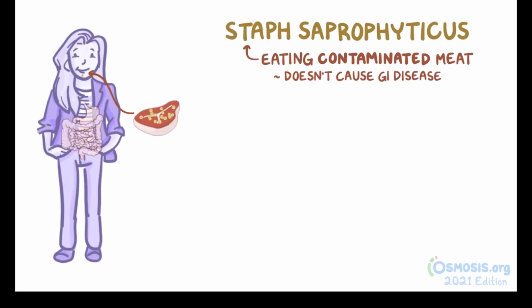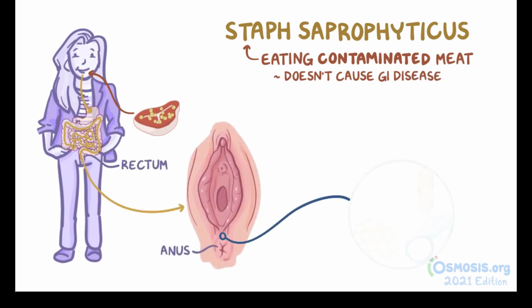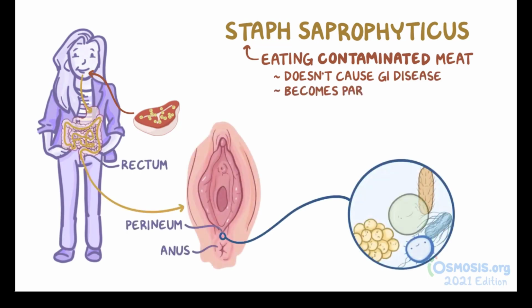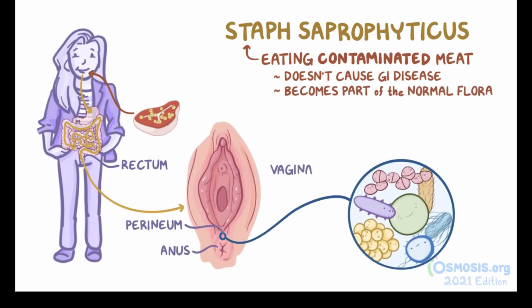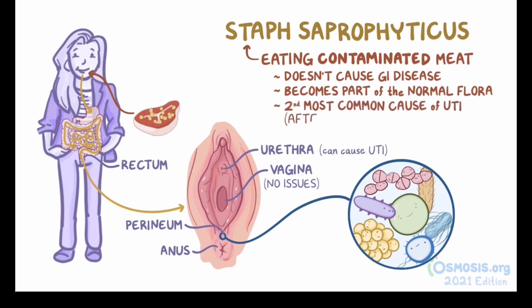Instead, from the gut, bacteria get into the rectum, anus, and eventually colonize the perineum, becoming part of the normal flora. From the perineum, it can colonize the vagina, where it doesn't cause any issues, or the urethra, where it can cause a urinary tract infection, or UTI. In fact, Staph saprophyticus is the second most common cause of UTI after Escherichia coli.